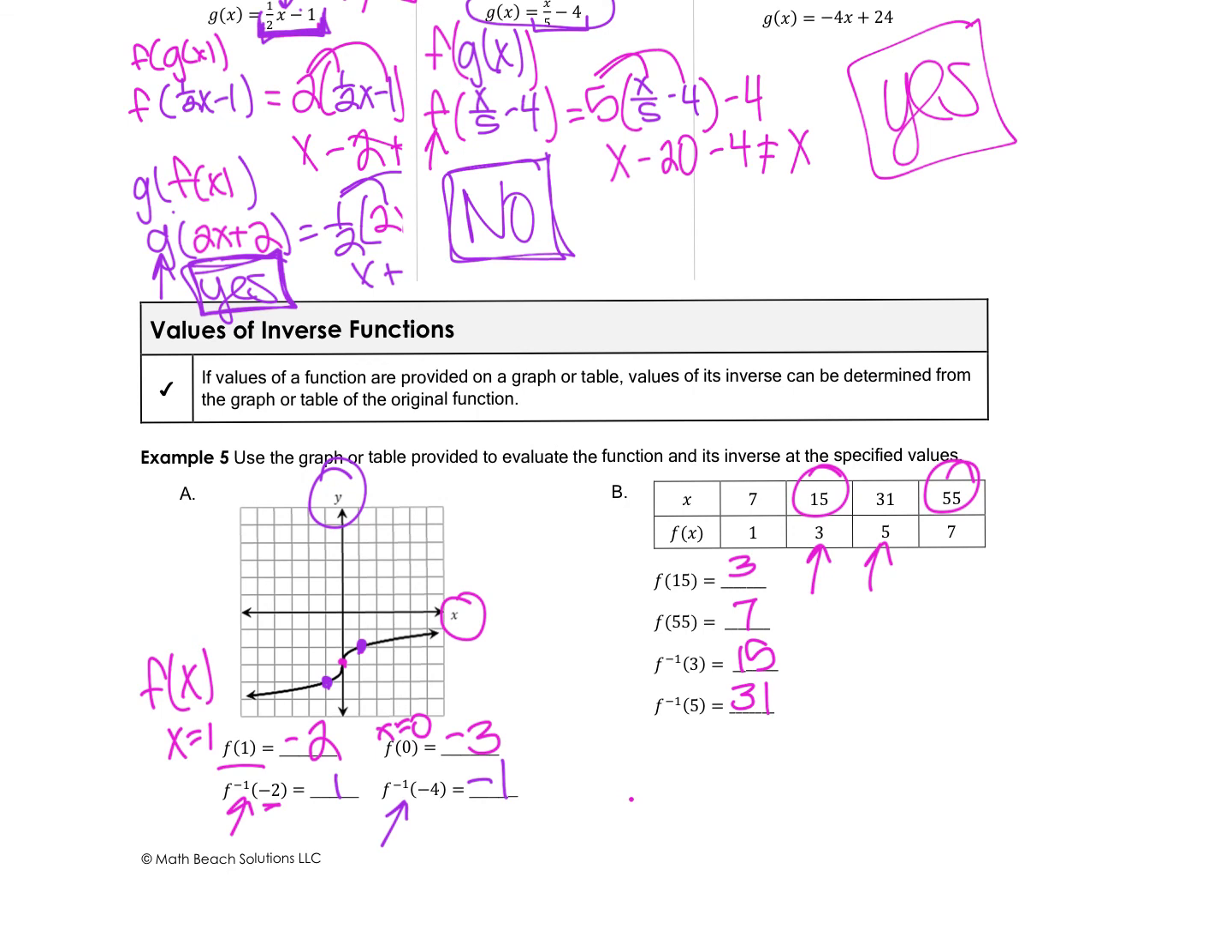Okay, so these are inverses. We're finding the inverse algebraically, and then we also learned how to verify if they were inverses or not. Let me know if you have any questions.